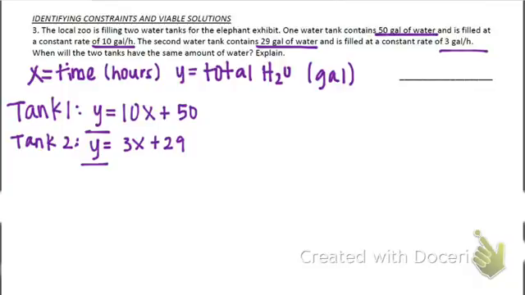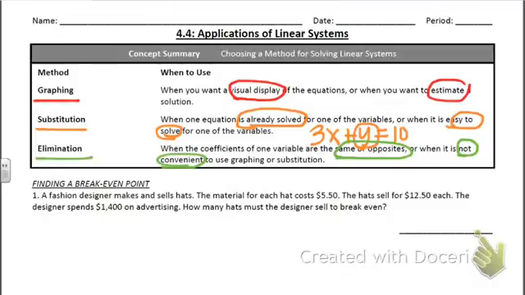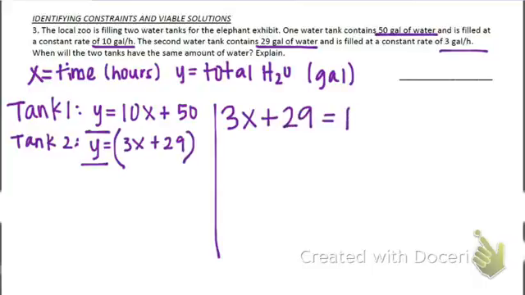So according to our notes at the top, let me go back to those. If we already have one variable solved for, substitution is a good method. So we're going to do the exact same thing we just did in the two previous problems. We're going to take the whole expression, 3x plus 29, and substitute it in for y in the tank 1 equation. So it's going to give me 3x plus 29 equals 10x plus 50. Okay? Basically, we're finding the break-even point again.